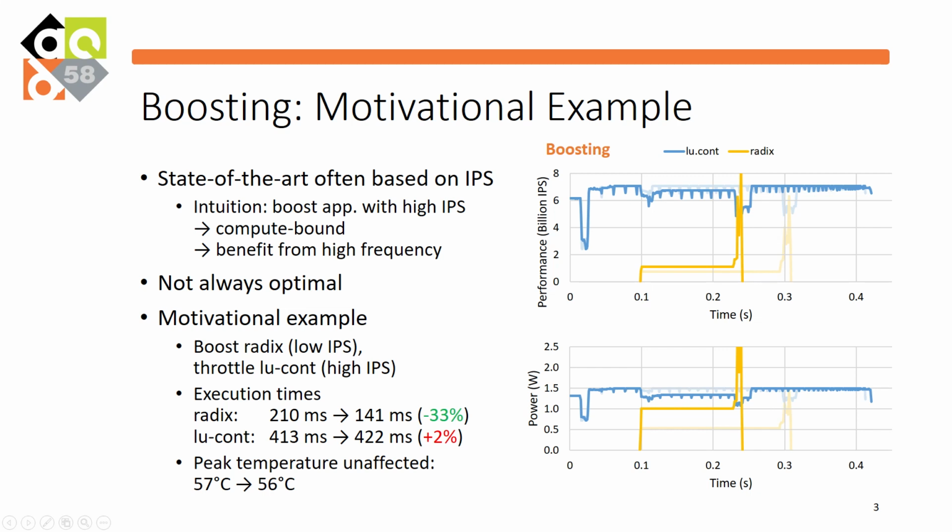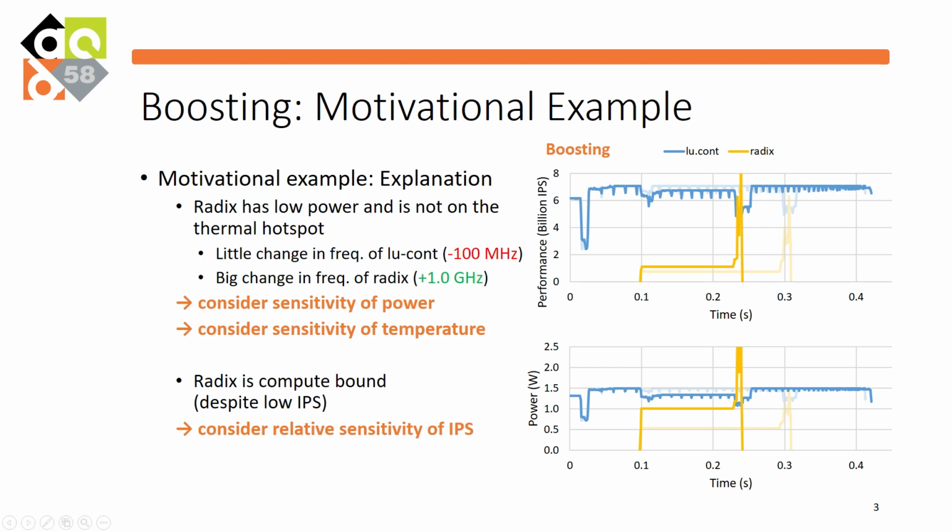Why is this the case? There are two reasons. First, Radix has a low power consumption and is not executing on the thermal hotspot of the chip. Increasing the VF level of its cores only has a small impact on the peak temperature. This small impact can already be countered by slightly throttling the high-power LU-Cont. In this example, an increase by 1 GHz in Radix is enabled by throttling LU-Cont by only 100 MHz to maintain the same peak temperature.